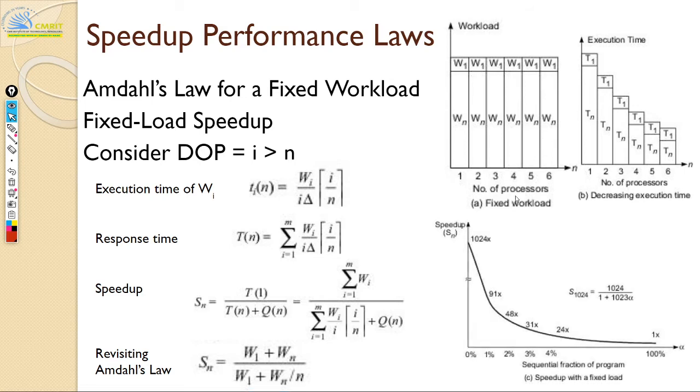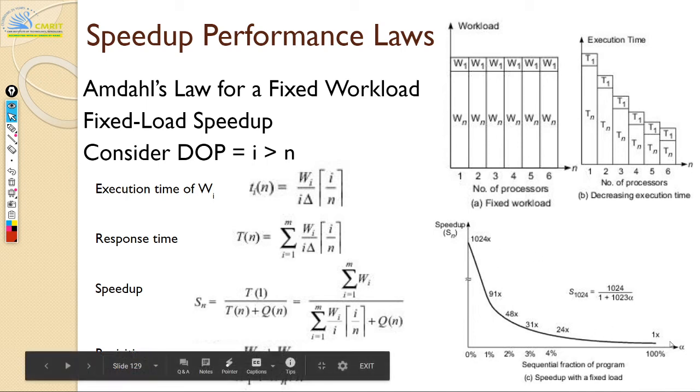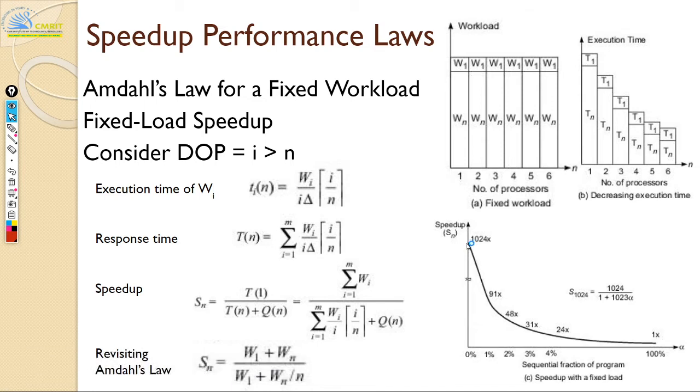The other way of looking at this graph is like this. When you have a sequential program, and this is your alpha. Alpha is nothing but how much sequential fraction you have in your program. Initially you assume zero alpha, which means my program is completely parallelizable. Then you have 1024. It's just a number they've picked, so you get n times speed up. N is the number of processors, n times speed up you will get.